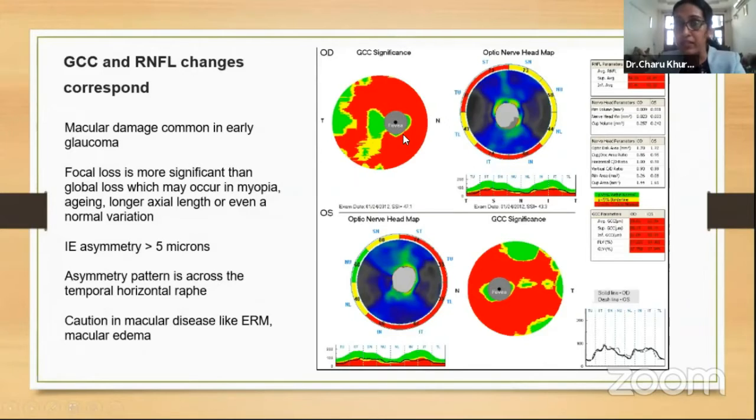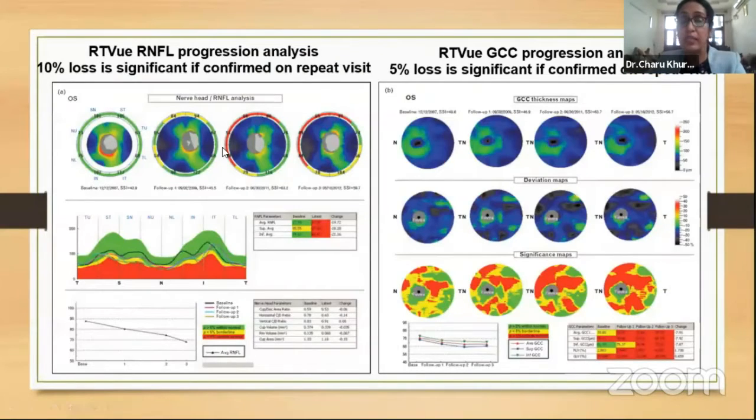However, remember that macular changes will occur even before the RNFL changes, and in this, the focal loss is more significant than the global loss, which may occur as part of myopia or an increased axial length or even as part of aging. Now we can also see the progression. So you see this is the progression map where the earliest OCT shows a normal RNFL and this is gradually progressing. Whereas in the GCC analysis, you see here the RNFL hasn't yet shown any deficit, but the GCC has already given it to us, and of course a progression.